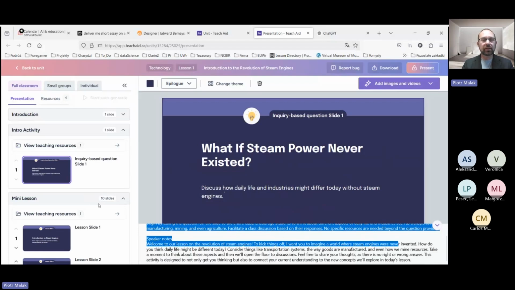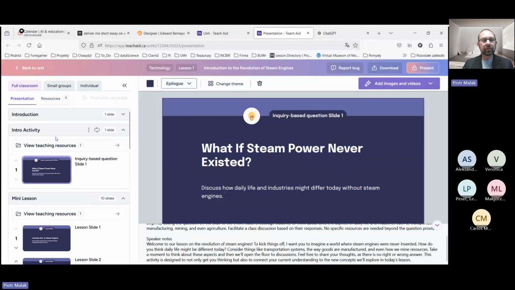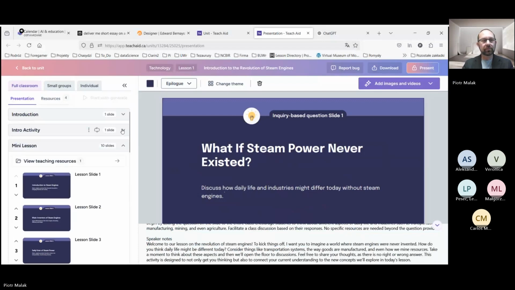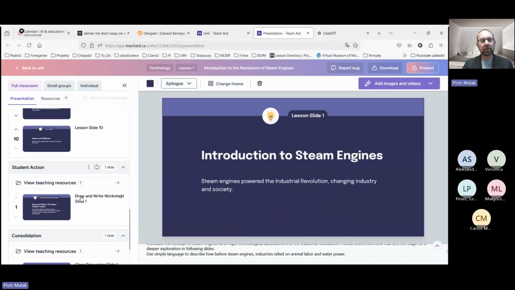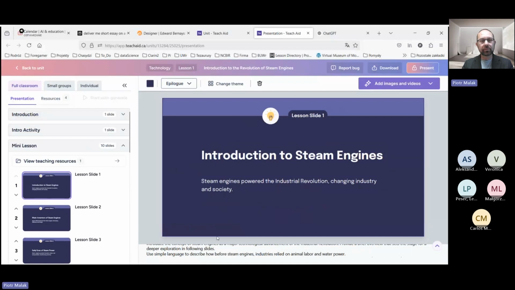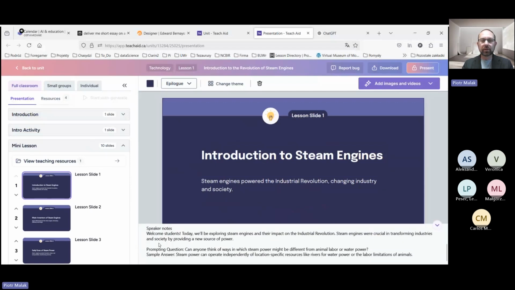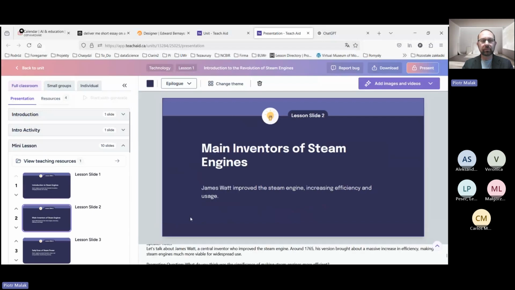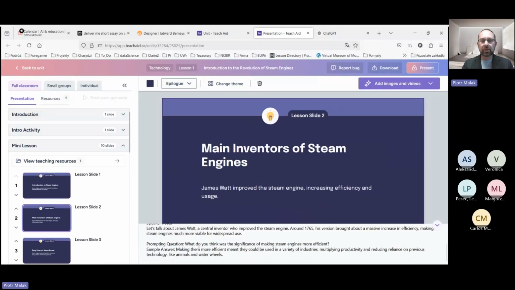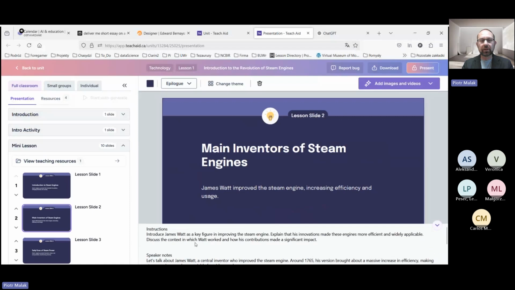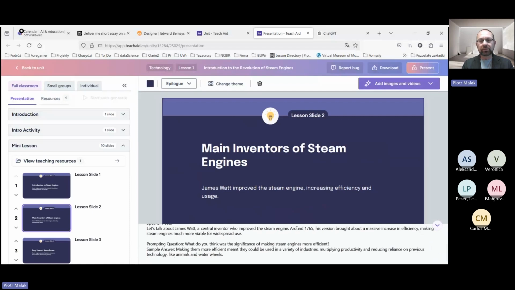Then I have the slide, and as you can see, this is a one-slide intro activity. Now we have a mini lesson consisting of 10 slides. For each slide, we have instructions and suggestions for the teacher. So if somebody has a shortage of time or is not very familiar with the subject, this could be real good help.